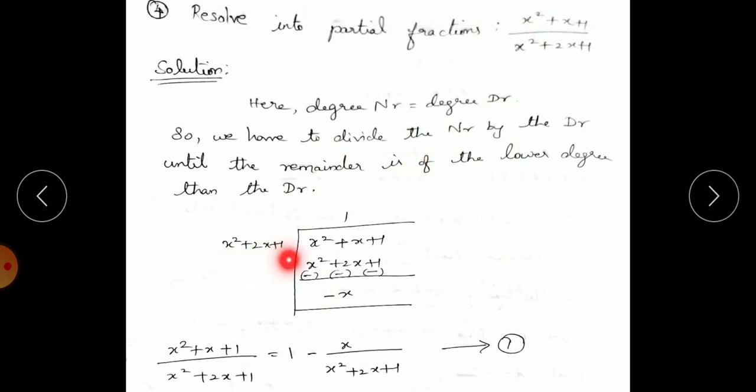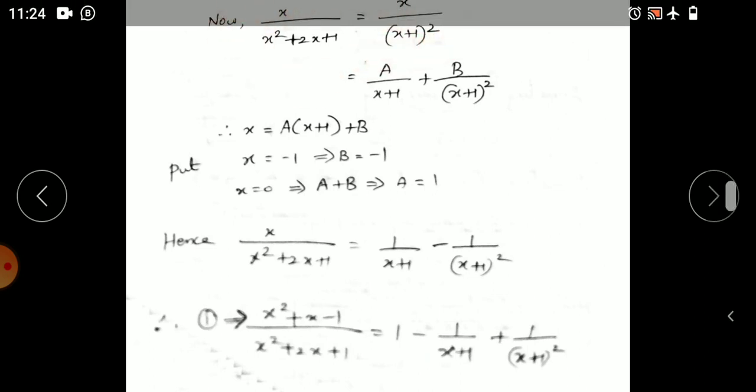So x squared plus 2x plus 1 divided by this one. After this division, we get the minus x value. So we can write this as 1 minus x into x squared divided by x squared plus 2x plus 1. Take this as the first equation. Now it can be written as x divided by x plus 1 the whole square, since x squared plus 2x plus 1 can be written as x plus 1 the whole square.